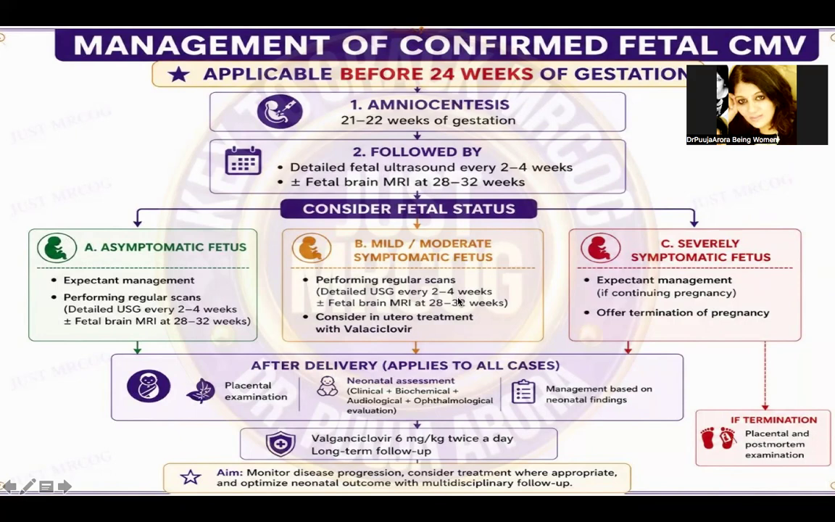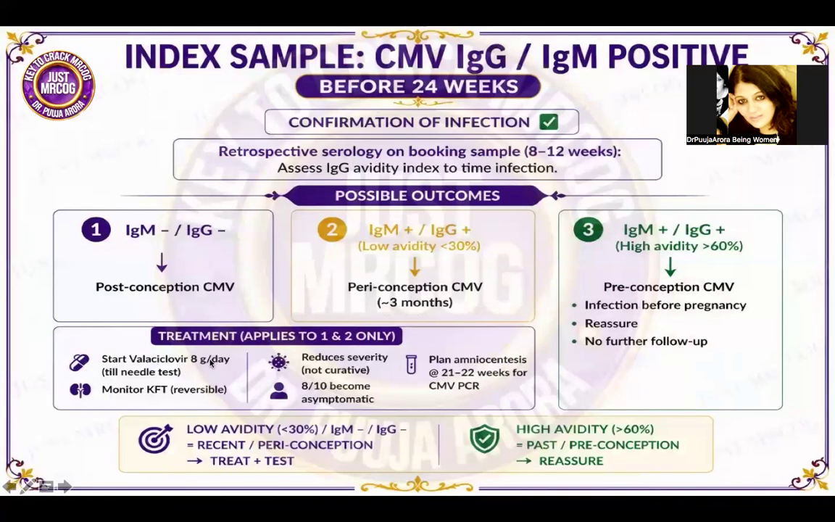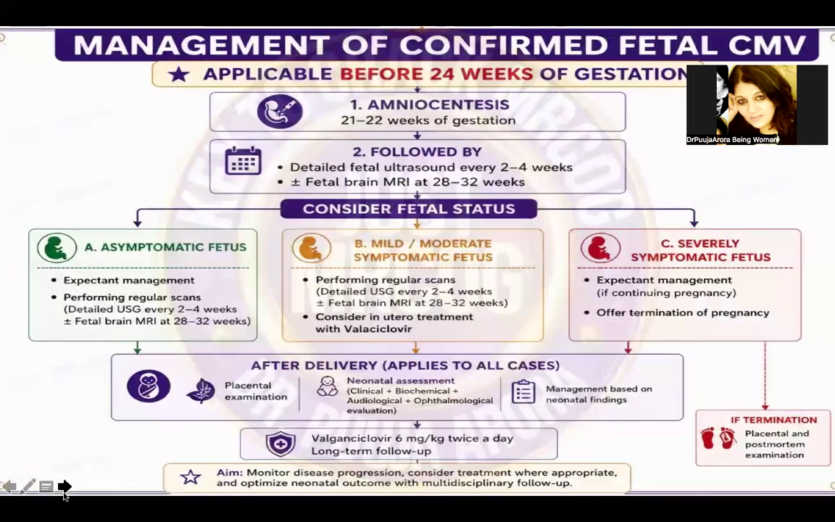Under fetal medicine department, 2 to 4 weekly, am I right? But also we may consider this, well, acyclovir, which we started here, 8 gram per day. So once you confirm that it is post-conception or peri-conception CMV, you immediately start and you wait till needle test. Needle test negative, nothing is required. Even needle test positive, asymptomatic, nothing is required. But if it is mild or moderate, we may consider to continue this medicine.